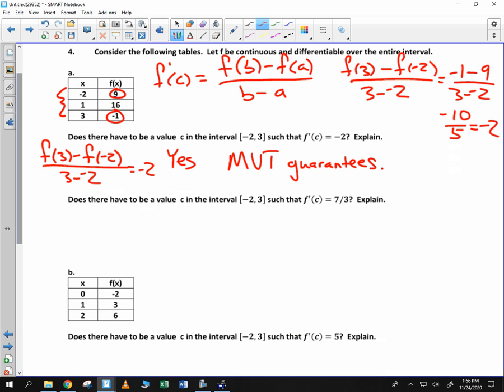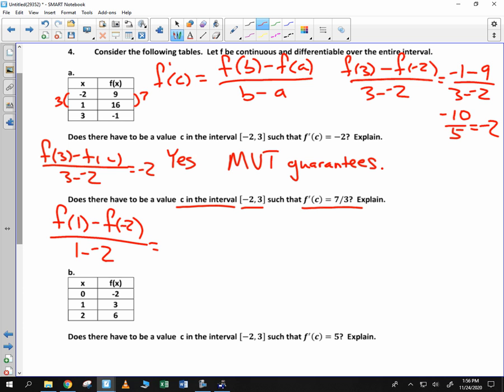It says, does there have to be a value c in the interval -2 to 3 such that f prime of c is 7 over 3? Well, if you look right away, it goes up by 7 here, and this goes up by 3 here. So you can see the slope is 7 over 3. So again, f of 1 minus f of -2 over 1 minus -2 is, well, f of 1 is 16 minus f of -2 is 9, divided by 1 minus -2. So I get 7 over 3. So yes, mean value theorem guarantees.